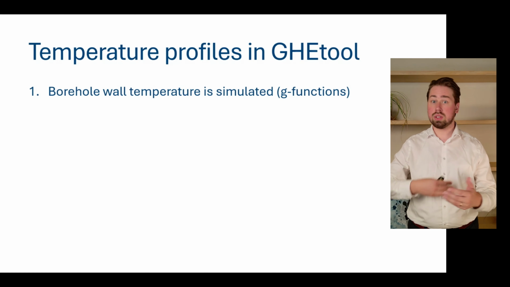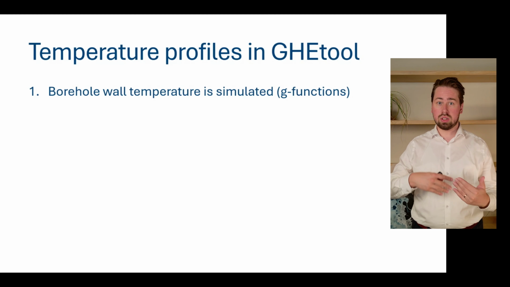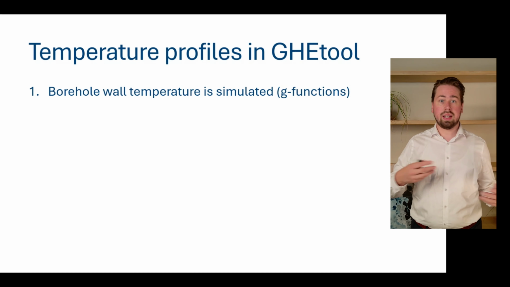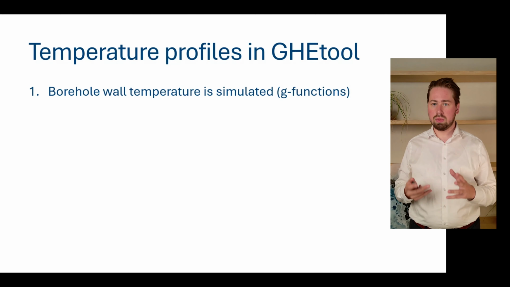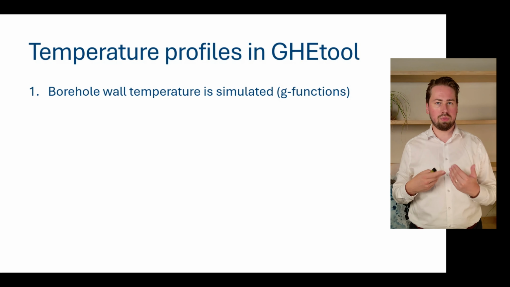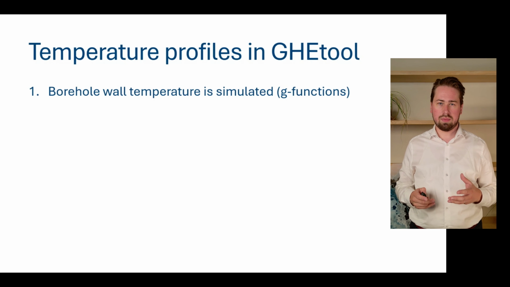And because our bore field is a ground heat exchanger, we need to know the temperature of the ground, which changes month to month, hour to hour, year to year, since we are injecting and extracting energy in and from the ground. So the first thing we do is use these G functions to calculate how the borehole wall temperature evolves over time. And that's basically the start of all our fluid calculations.